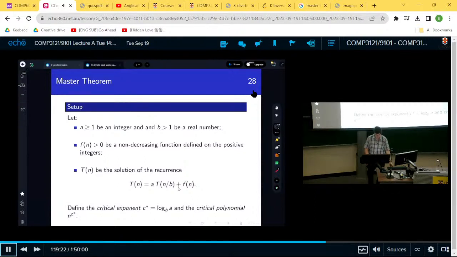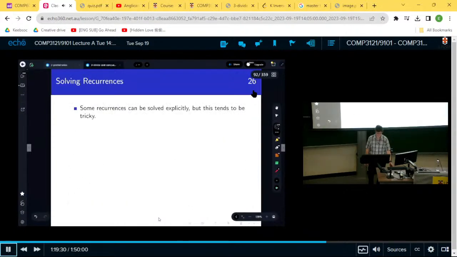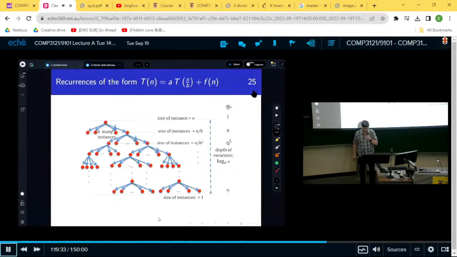But what is he talking about? Let's go back to the previous picture and see where this critical exponent comes from. Let's think about the size of this tree. We have something about the sizes of the instances, and something about the number of nodes at each level. And we know the recursion depth. So what's the total size of the tree?